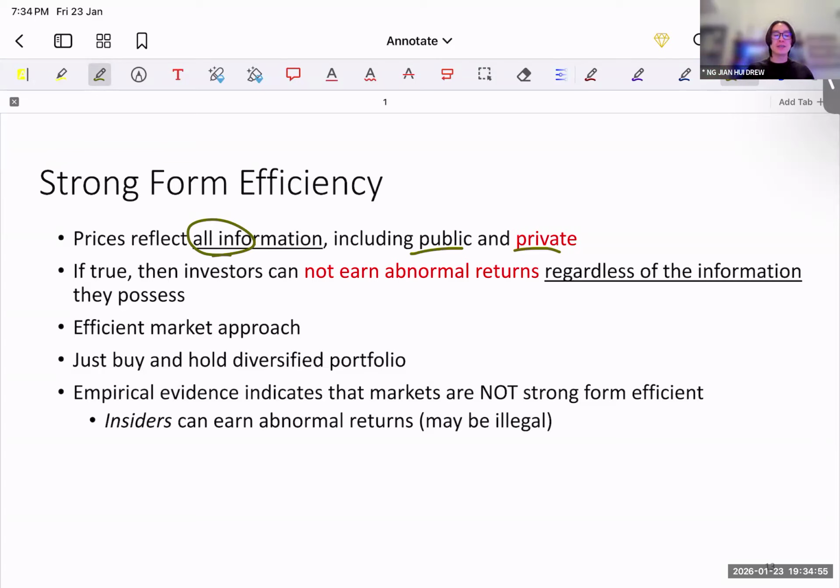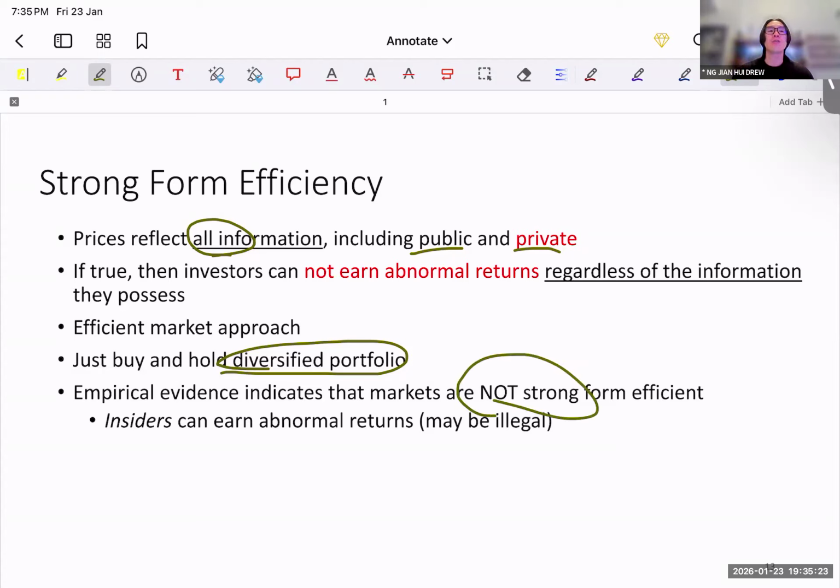And so because of this, you might as well just hold a diversified portfolio. There's no need to hold an individual stock because the market will have known all the information available, whether public or private, right? But this sounds a bit too utopic, right? It doesn't sound like what's happening in real life in the market now, right? So generally, evidence shows that the market is not a strong form, right?